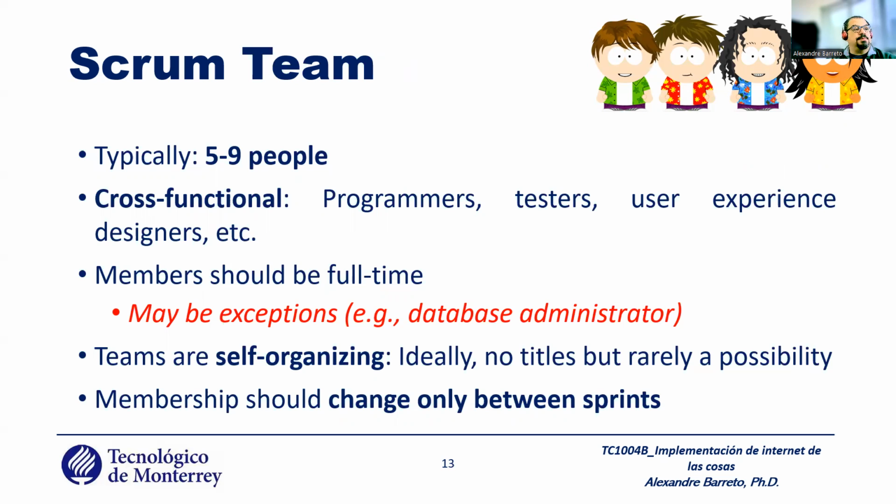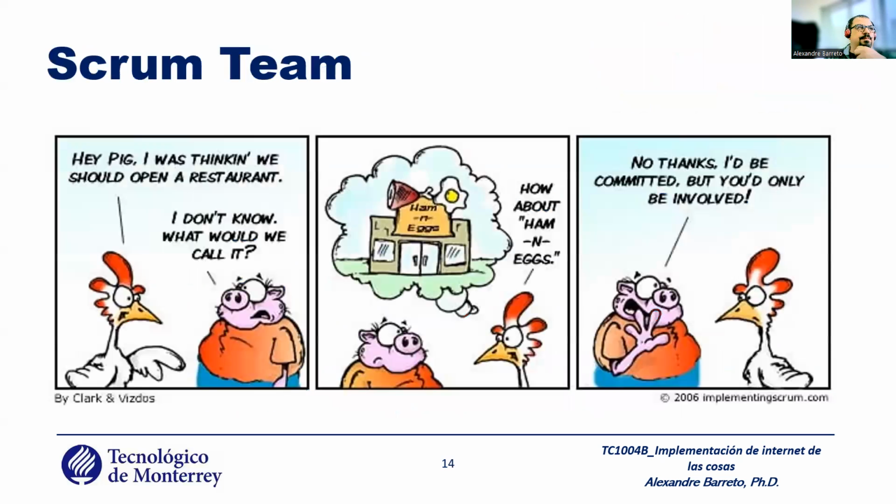Membership should change only between sprints. Okay. If you start one project with one team, you cannot change. Another thing that you can have is in sprint 1, user A is the Scrum Master. In sprint 2, user B is the Scrum Master. In sprint 3, user C is the Scrum Master. You can change. You can replace the Scrum Master all the time, but after the sprint, not during the sprint.